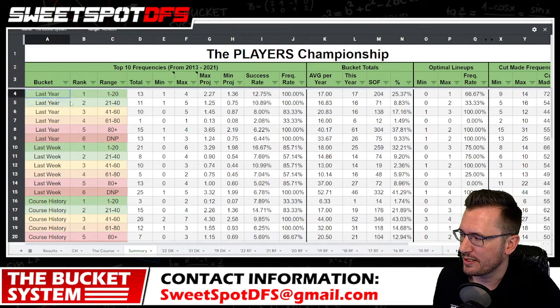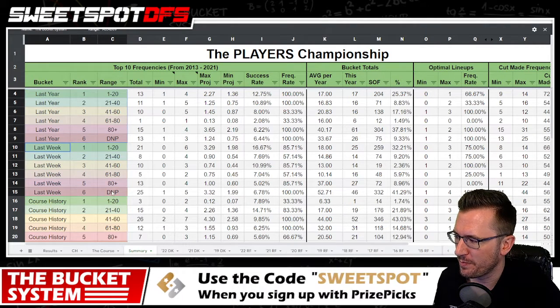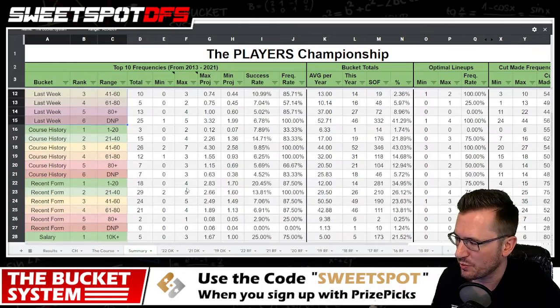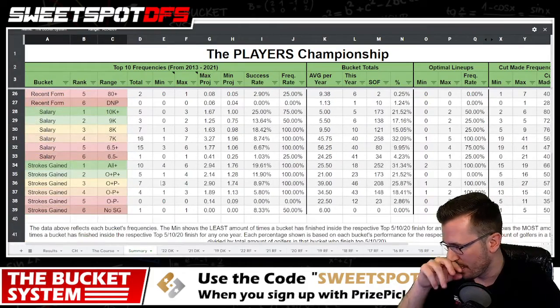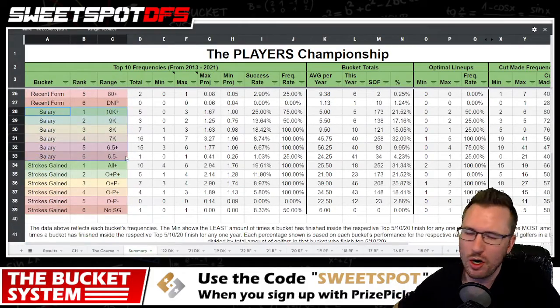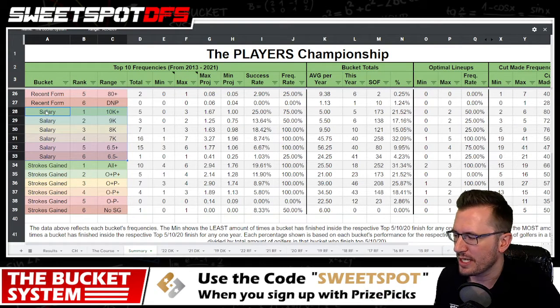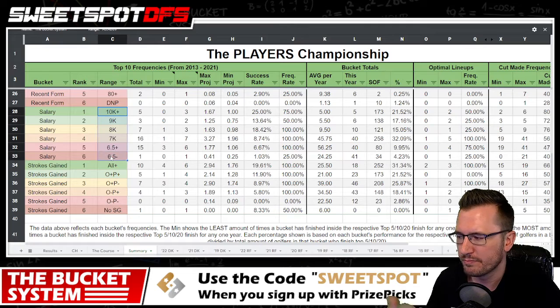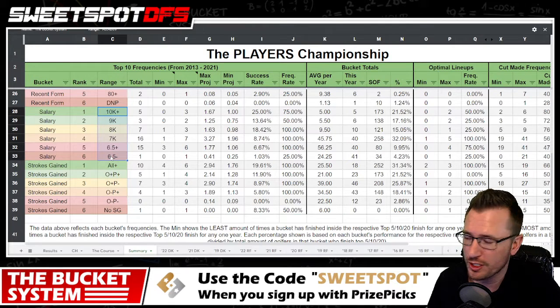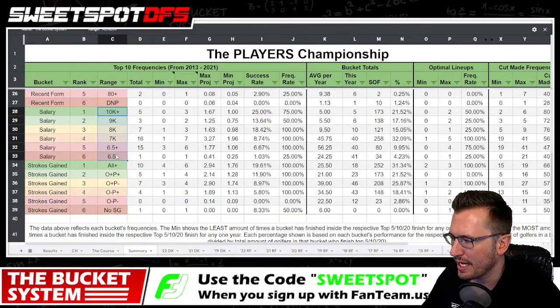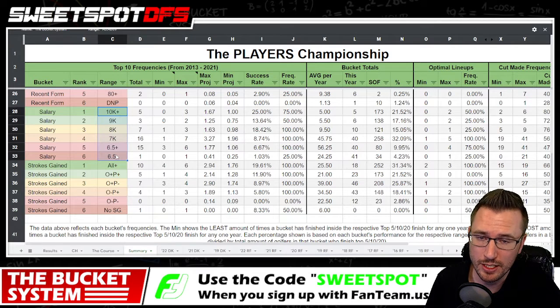So like I said, this applies for all the first 4 buckets I talked about: last year, last week, course history, and recent form. Salaries and strokes gained are a little bit different. Salary is kind of self-explanatory. To create 6 buckets, I just divided them basically by their salary ranges. So you've got 10K, 9K, 8K, 7K, and then 2 6K ranges.